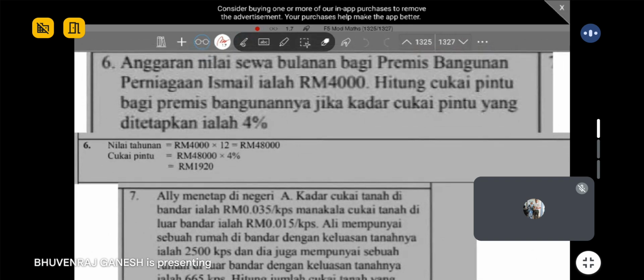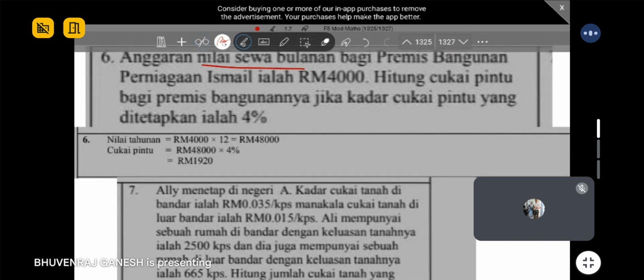Okay, so for this one, they tell you that the rent is 4,000 per month. So always, guys, when you see bulanan, per month, always remember convert to year, times 12. You will get this. Okay, and then you times with your rate. Then you will get your final answer.